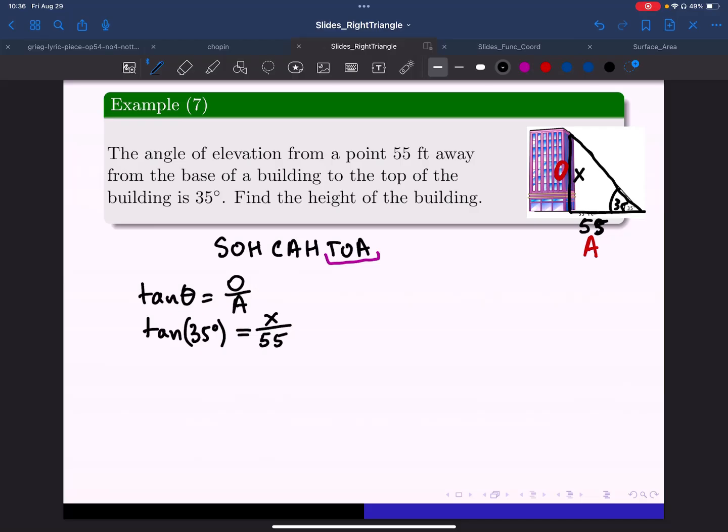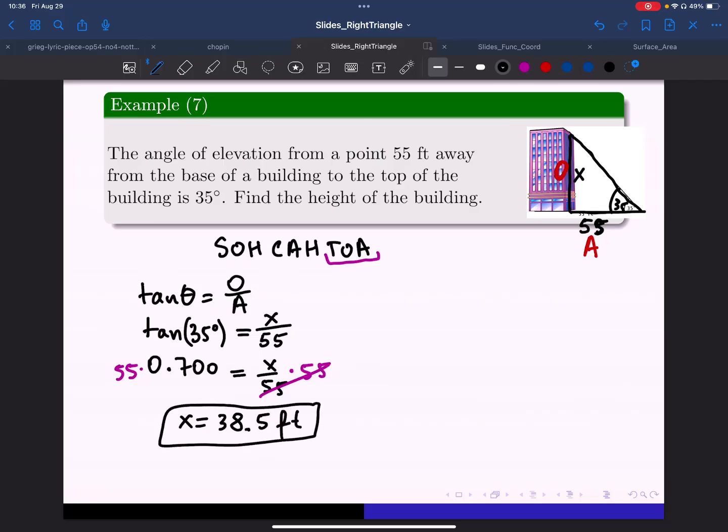If we type this on the calculator, tangent 35 is 0.700. This is x over 55. What I need to do is multiply times 55. Multiply times 55. This cancels out. So then we have that my x is equal to 38.5 feet. So the height of the building is 38.5.